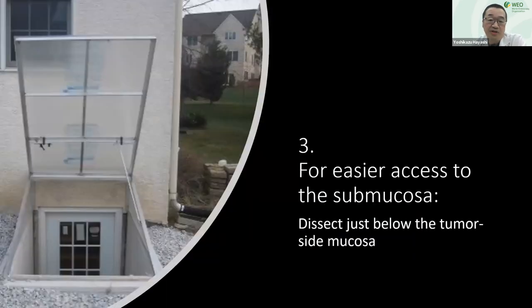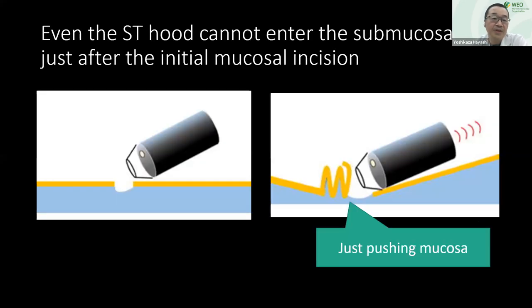The third is for easier access to the submucosa. We should dissect just below the tumor side mucosa. Even the ST hood cannot enter the submucosa just after the initial mucosal incision.